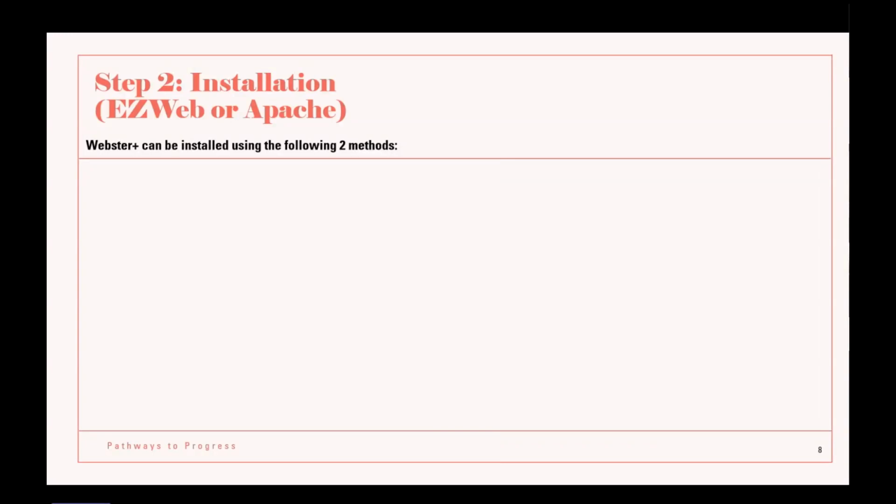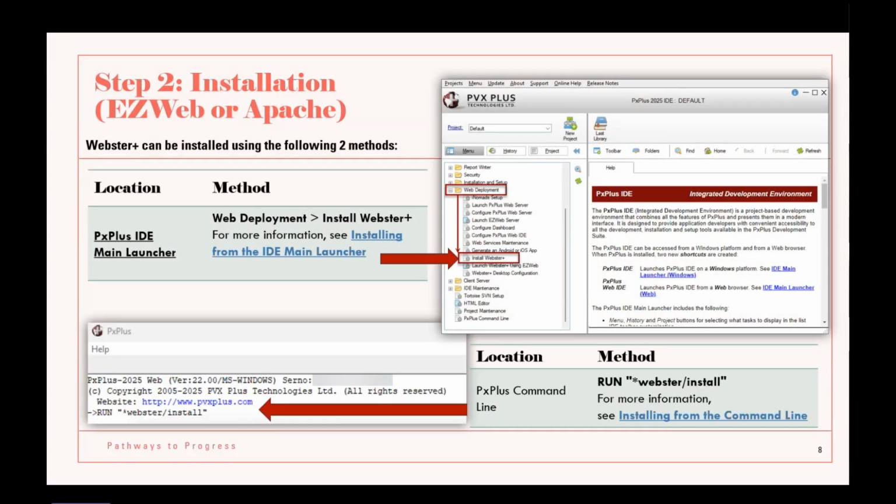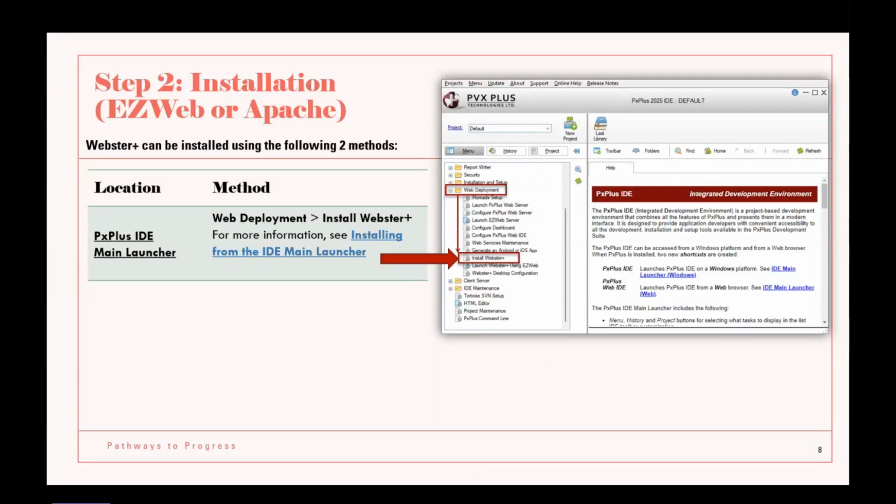Already on to step 2, which is installation for EasyWeb or Apache. There's 2 ways to install Webster Plus, using the IDE or using the command line. Steps for both are documented fully in our help doc. For this demo today, I'll be using the IDE.